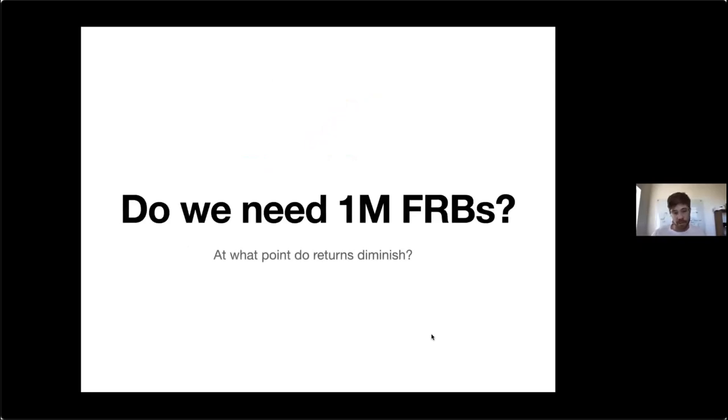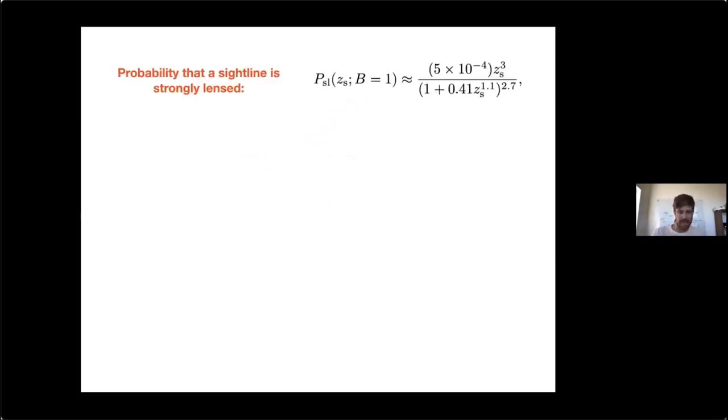Okay, a natural question before I wrap up is, do we actually need a million FRBs? At what point do we start running into diminishing returns? And I think the answer is, if we don't need a million, then we at least need a lot more than we currently have. And we need them in a large field of view, or at least with the same pointing, for things like gravitational lensing.